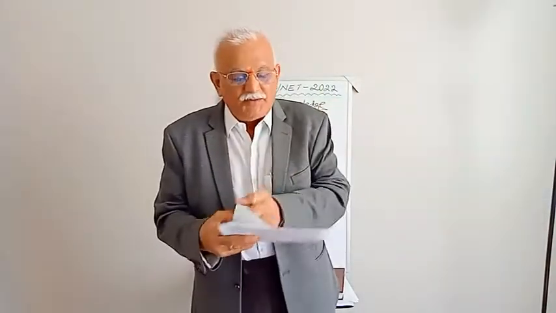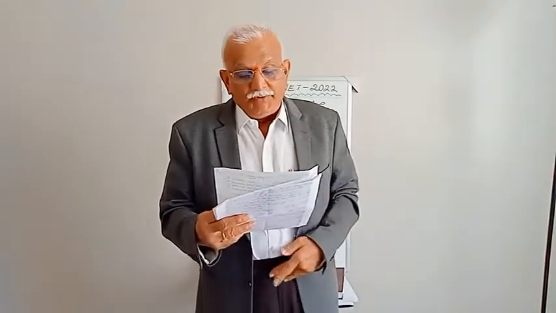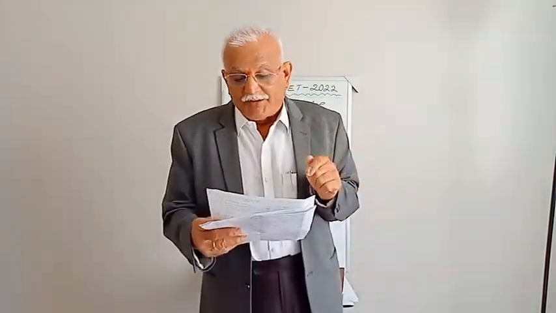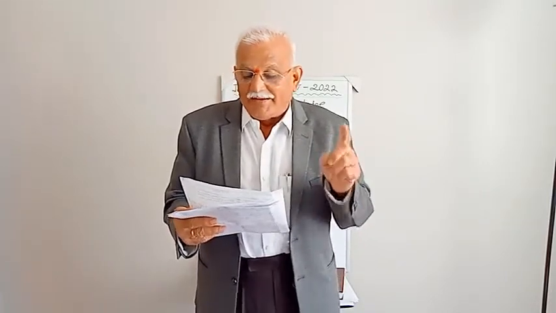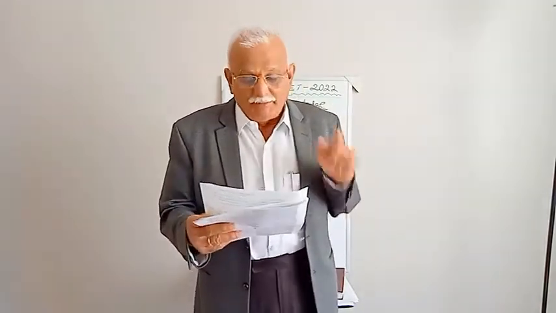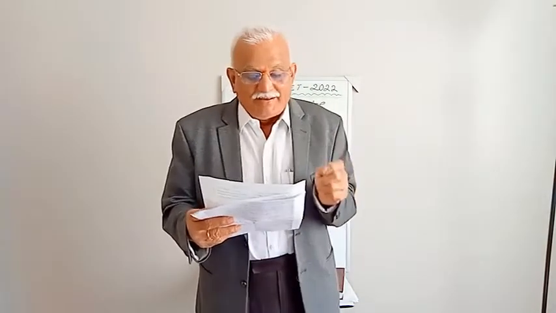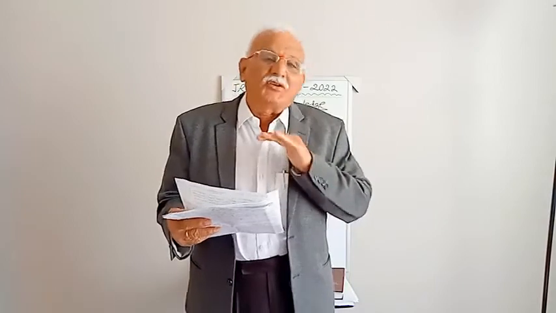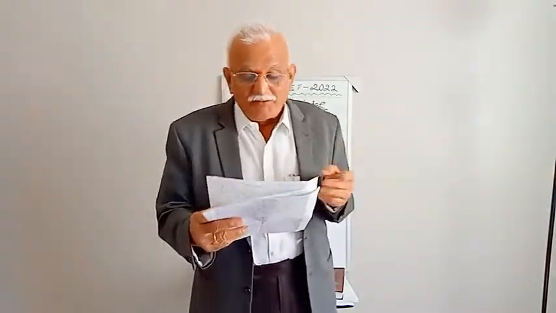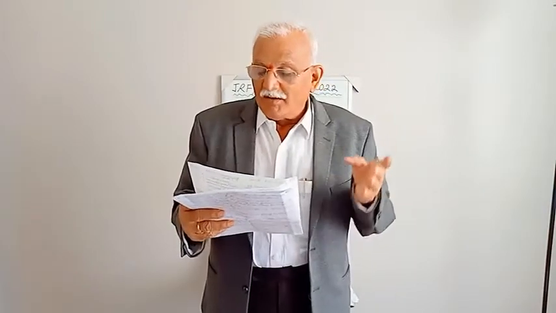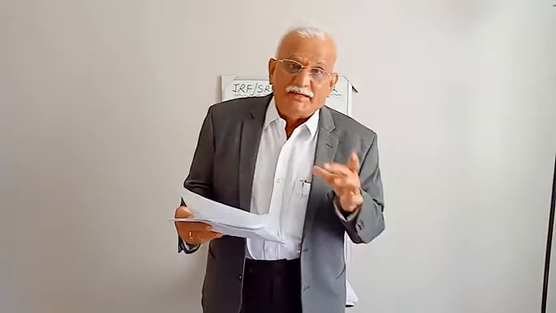Now, the first bit for today's class is: during the green revolution, both the yield per hectare and area under wheat increased sharply. Once again, I repeat, during the green revolution, both the yield per hectare and area under wheat increased sharply. That is the assertion. Reason: India is following the former Soviet pattern of agricultural development. Now, that is the reason given.